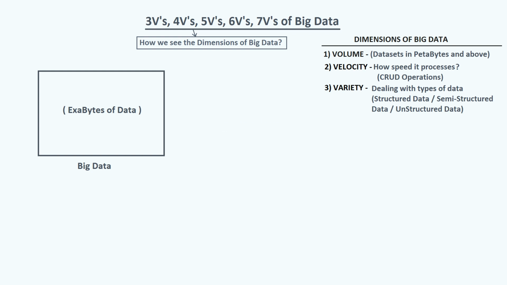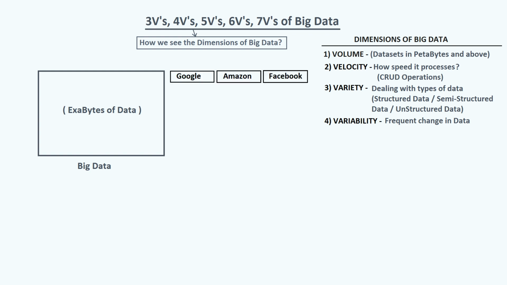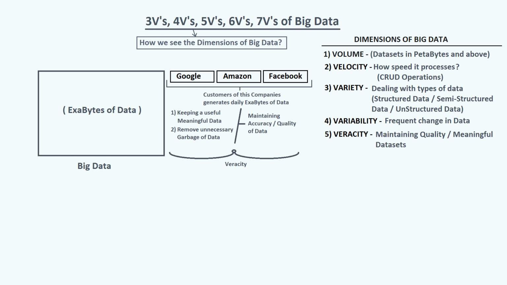Next. We have updated datasets which are constantly changing, which we call variability. This is also one of the dimensions to be considered. Next. In companies like Google, Amazon, Facebook, their customers are generating exabytes of data daily. So, their responsibility is to keep useful, meaningful data, removing unnecessary garbage data. It means maintaining accuracy and quality of data, which we call veracity. It is the 5th dimension we need to consider.